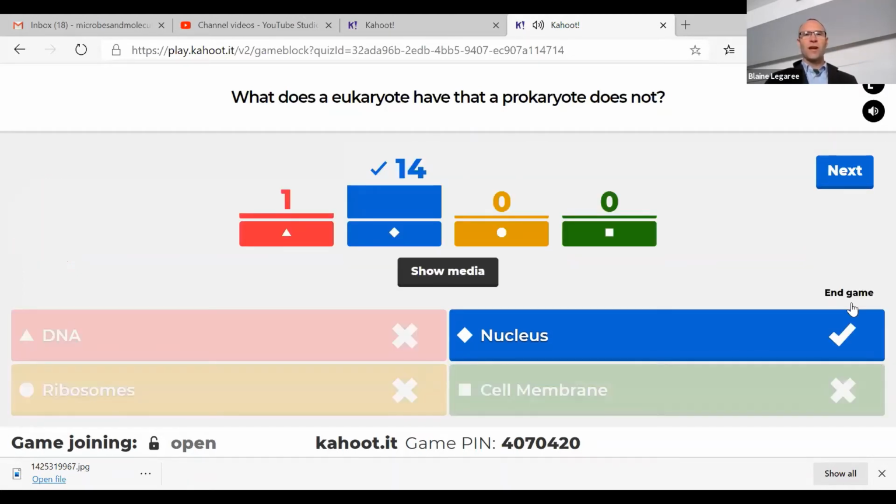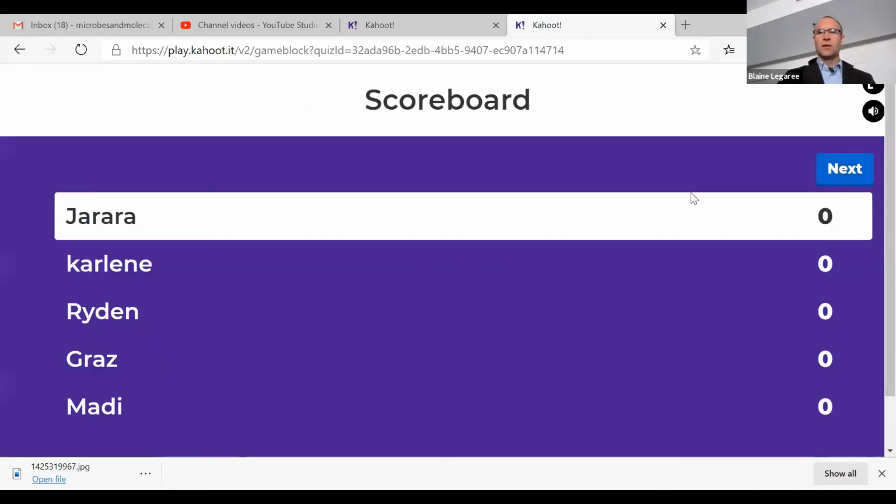What does a eukaryote have that a prokaryote does not? So a nice easy one to start off with. A eukaryote is right in the name. It has a true nucleus. Okay, so it looks like we have some points going on. So good job, Gerara.